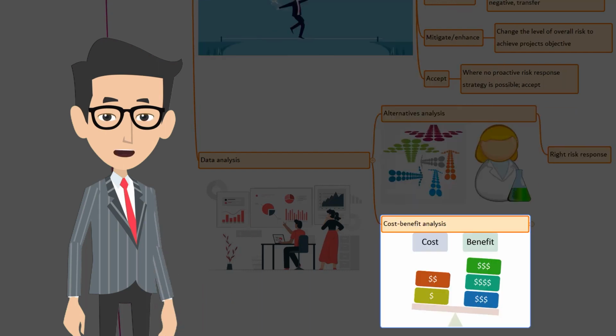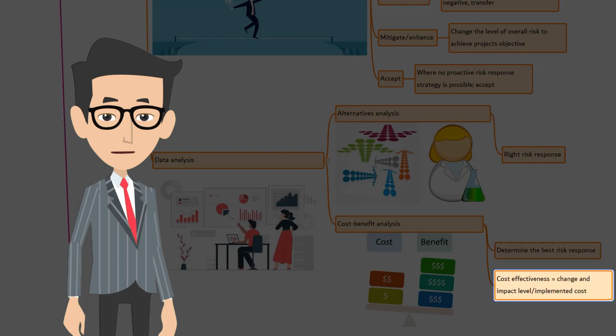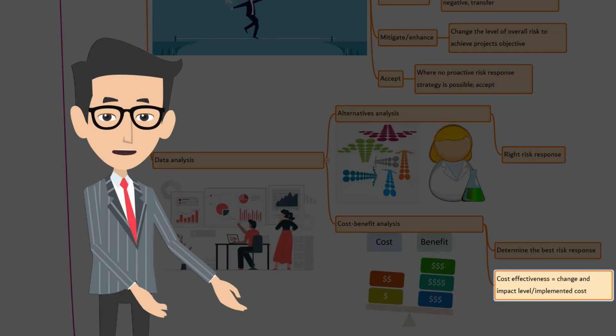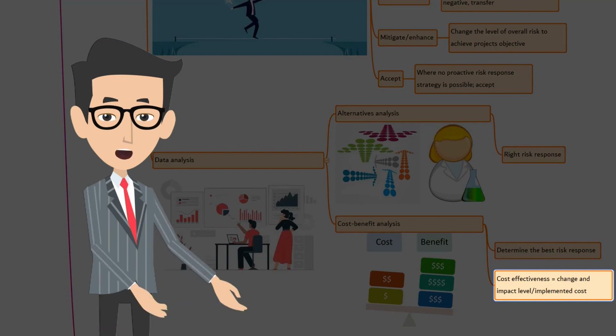Next, cost-benefit analysis. Here, the impact of an individual project risk is converted to monetary value. This helps to understand the risk response strategies and its alternatives in terms of cost effectiveness. Cost effectiveness equals change in impact level divided by implementation cost. Obviously, the higher the number, the more effective the response.